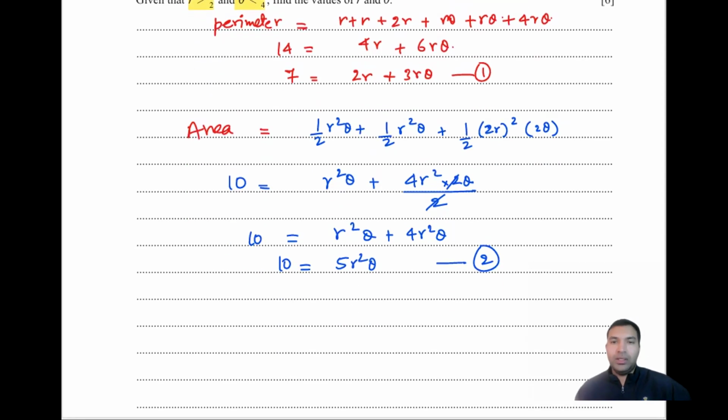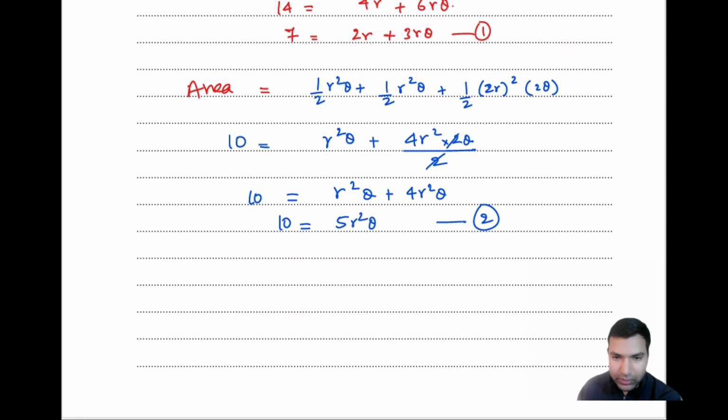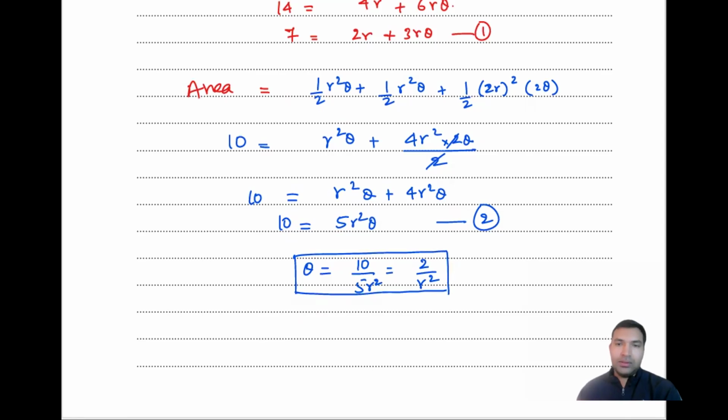Now I see that both the equations are in terms of R and theta, so I can solve for two variables with these two equations. So I can simply say, therefore, theta becomes 10 by 5 over R square, which is nothing but 2 over R square. Okay, so that is the value of theta over here. Now I'll substitute this value in equation 1. Put this in equation 1.